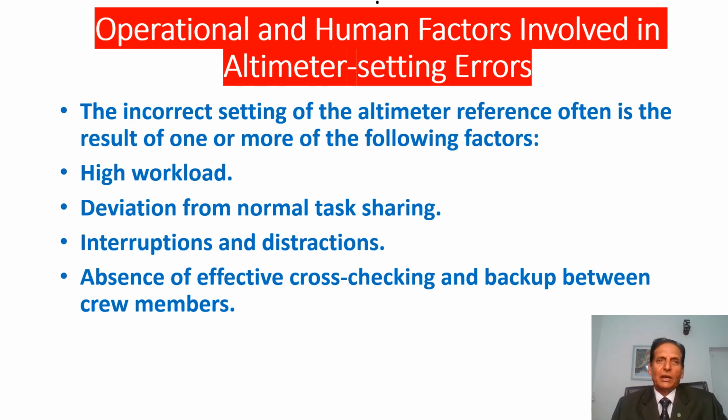We shall now discuss operational and human factors involved in altimeter setting errors. The incorrect setting of the altimeter reference often is the result of one or more of the following factors: high workload, deviation from normal task sharing, interruptions and distractions, and absence of effective cross-checking and backup between crew members.